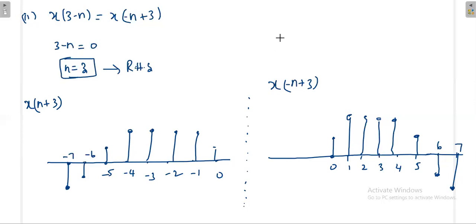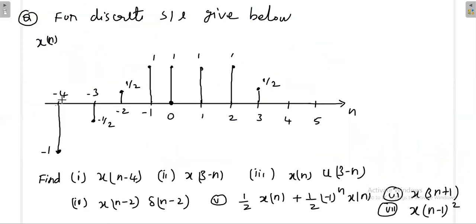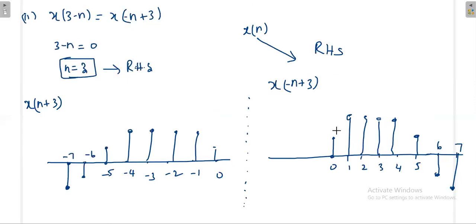Once we compare this x of minus n plus 3 with x of n, finally the shift will be a right-hand shift, because you compare with the original diagram. Here it is starting at minus 4. I'm not worried about the amplitude now. This is starting at minus 4, but this is starting at 0. Finally it is shifted towards the right-hand side. That we can calculate in the beginning itself. Finally this diagram would be shifted towards the right-hand side.